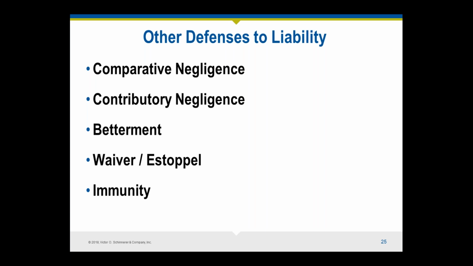That's an example of waiver. An example of estoppel might be where a client tells an engineer that he doesn't need to visit the site on a particular day when the engineer otherwise would have done so. The client will then be estopped from suing the engineer for not observing construction activity that would otherwise have been observed. Another defense is immunity.